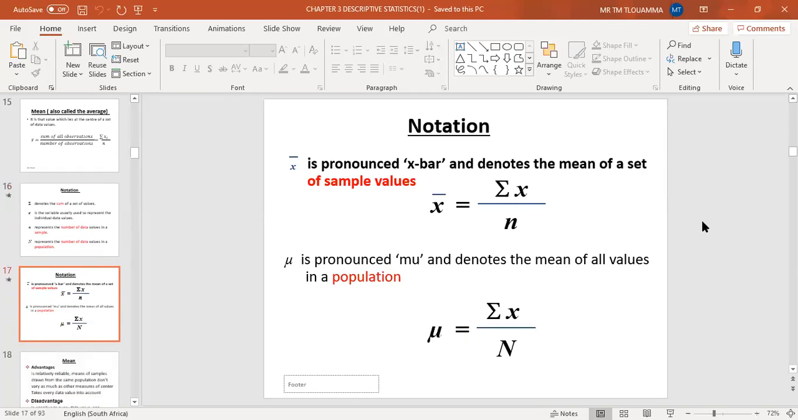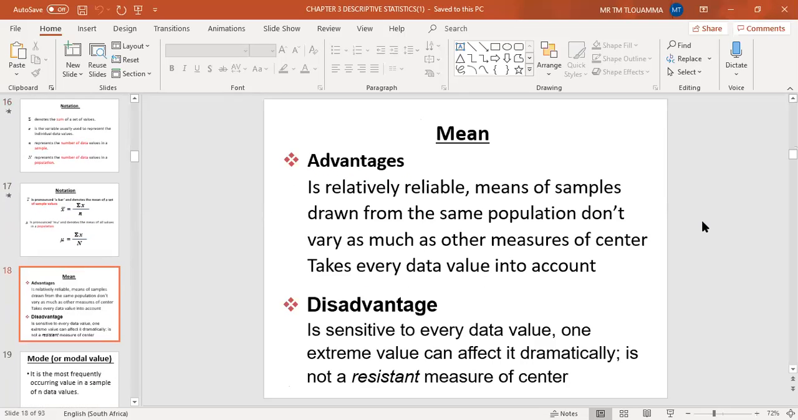Even here they're still telling us about the mean. Even here they just tell us about the advantages. You should also go through them in your own time.